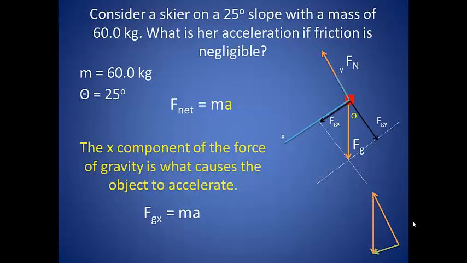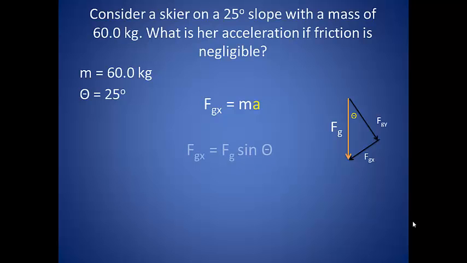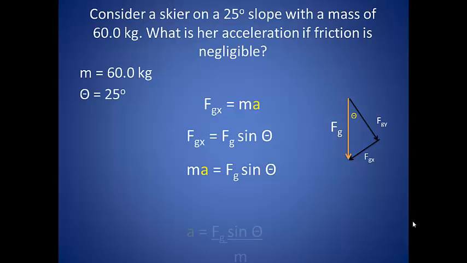Now, how do we figure out the magnitude of FGX? Well, let's pull these vectors out so we can see them a little more clearly. And we can move our vectors so we form a right triangle. Now it's just a matter of applying our trig functions to determine our component. Our x component is opposite of the angle that we were given, so we will use the sine function to determine that component. We can plug this into our Newton's second law equation and solve for acceleration, since that is what we're trying to find.